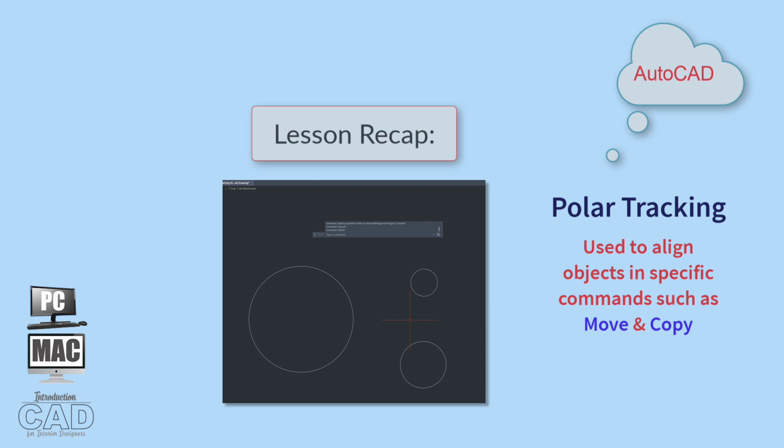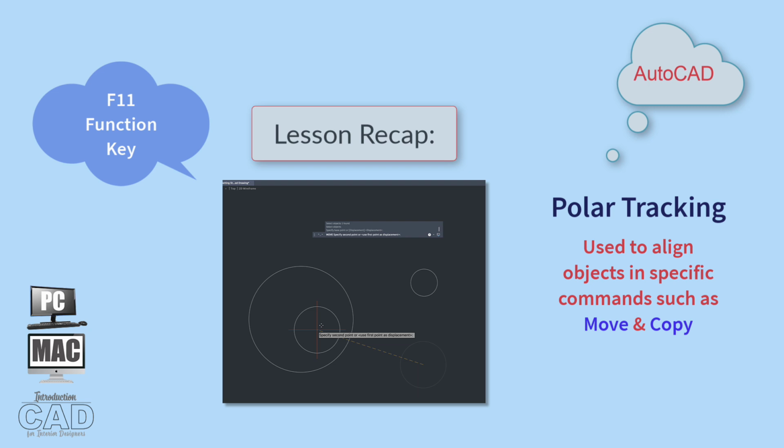To recap this lesson, polar tracking is a quick way to align objects when using the Move or Copy command. This method requires that the Object Tracking F11 function key be toggled on and that the OSNAP F3 function key also be toggled on and the relevant Object Snap tools checked. When using object tracking, always check your work. The method of checking the alignment in this lesson demonstrated using the construction line command.